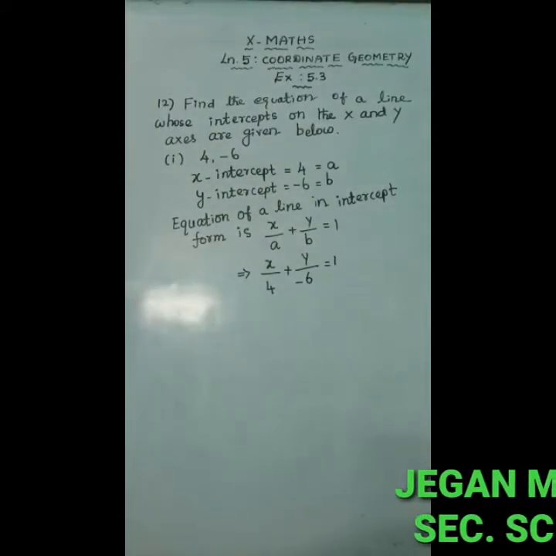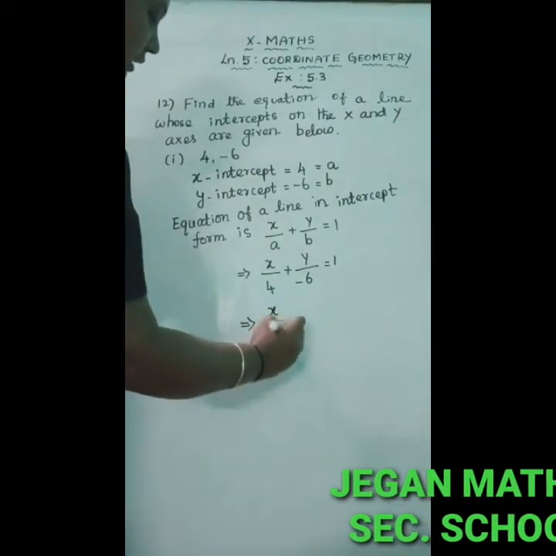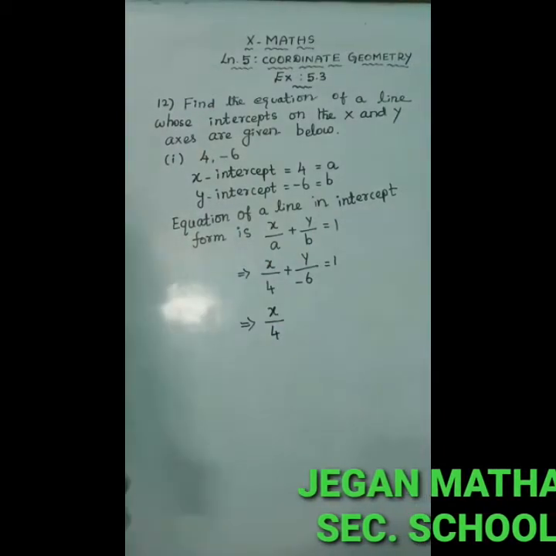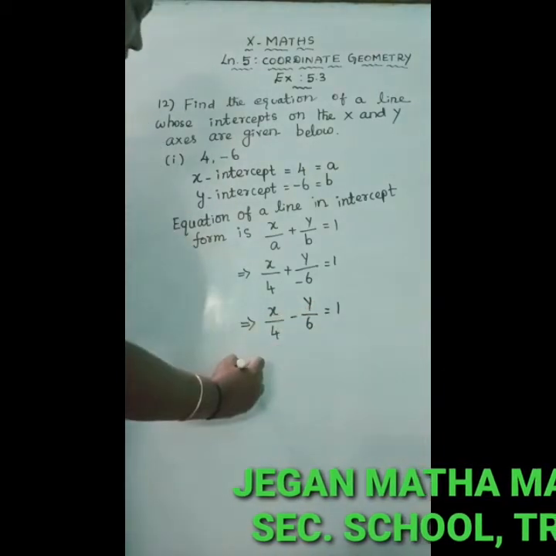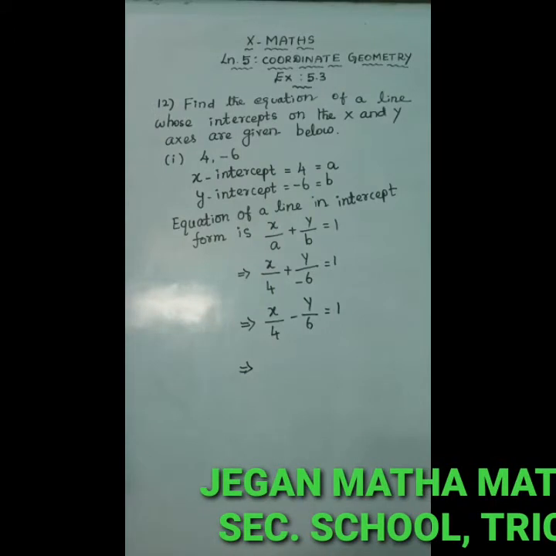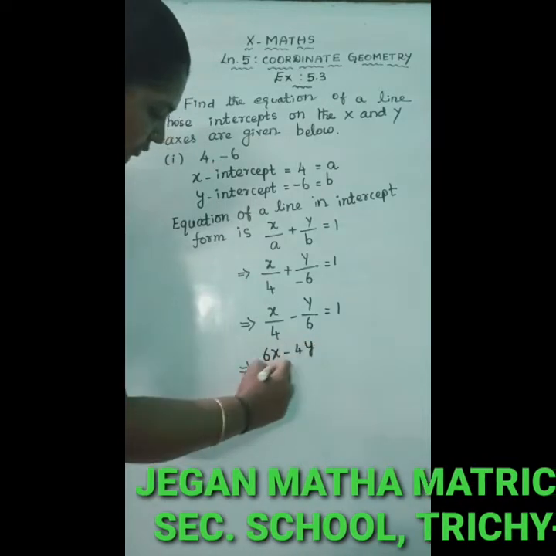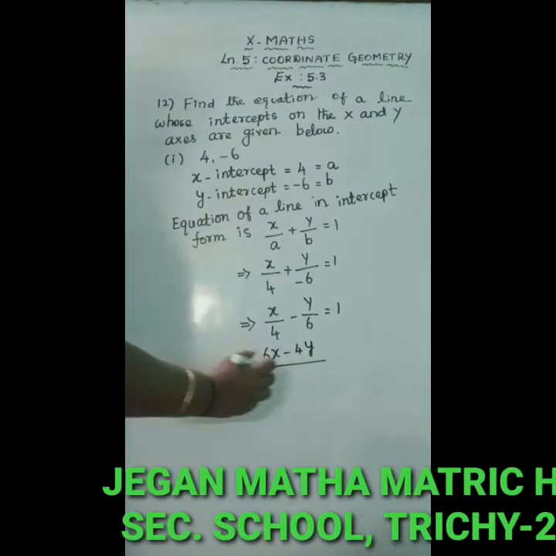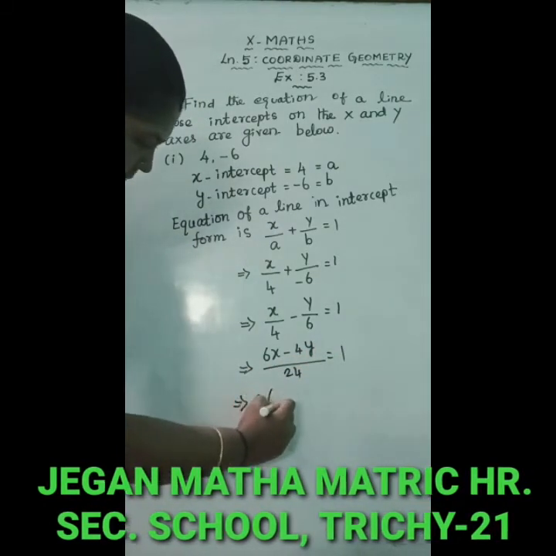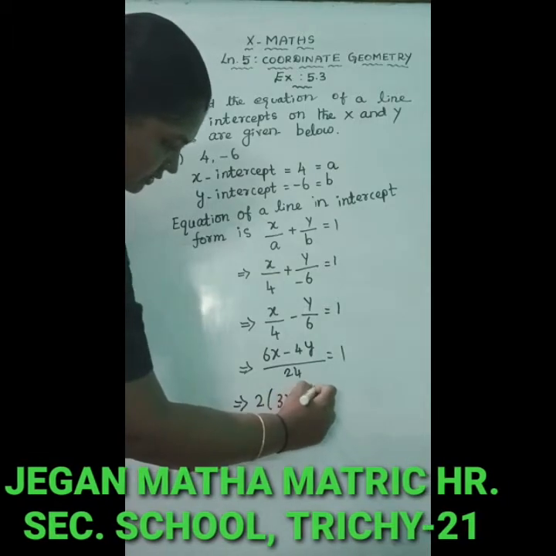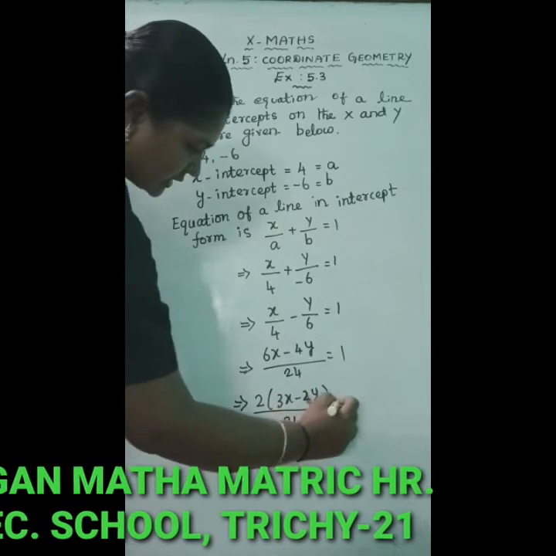So, here x divided by 4 plus minus y divided by 6 is equal to 1. So, here take LCM now. 6 into x, 6x minus 4 into y, 4y divided by 6 4s are 24 is equal to 1. So, here we take 2 in common, the remaining is 3x minus 2y divided by 24 is equal to 1.